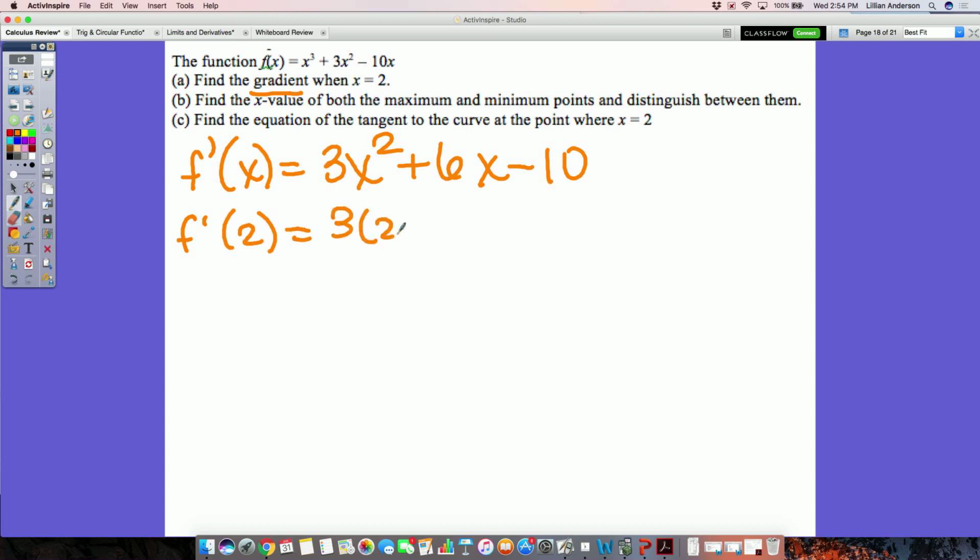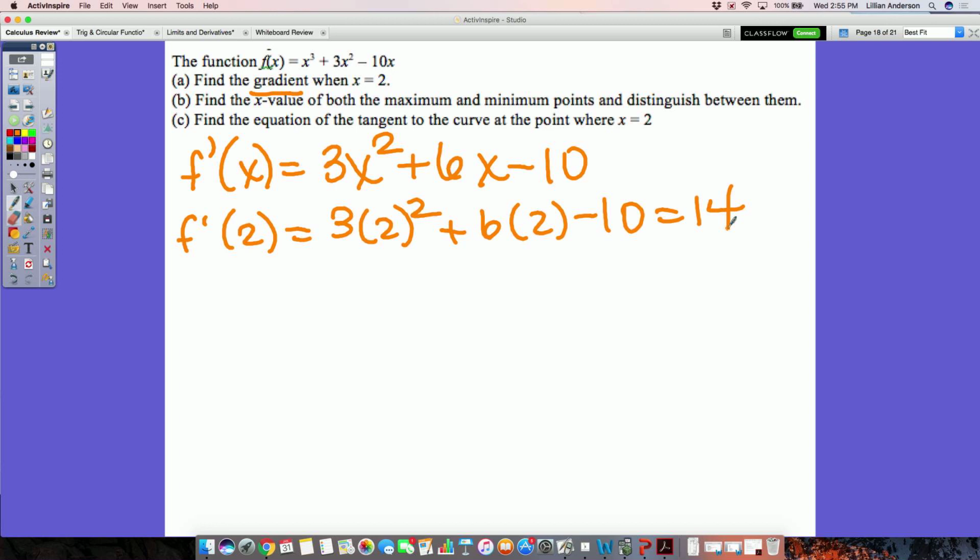So when you plug 2 in, what do you end up with? 4 plus 12 minus 10, which is 14. And that is the slope of your tangent line when x equals 2, what you need to use in part C when it asks you for the equation of the tangent line. Because in order to write the equation of a line, you need a slope and you need a point.